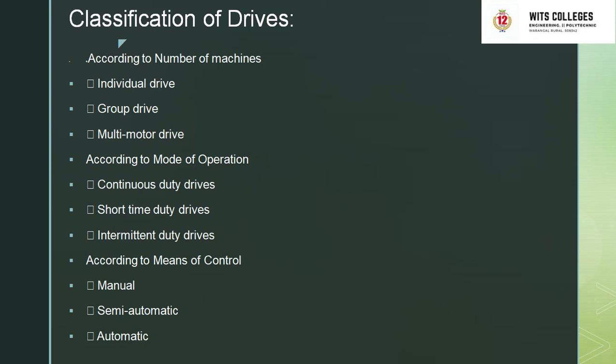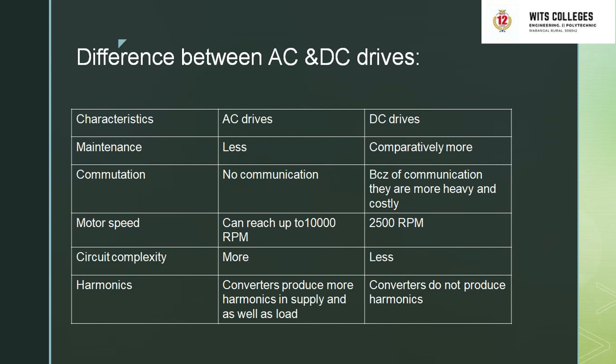The next classification is according to means of control. First one is manual drives, semi-automatic drives, and automatic drives. Based on the supply, the drives can be classified into two types: AC drives and DC drives. Now we'll see the difference between AC and DC drives.